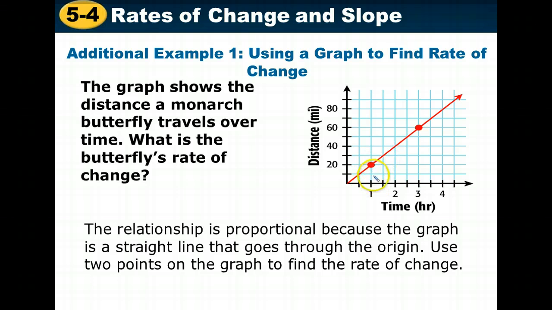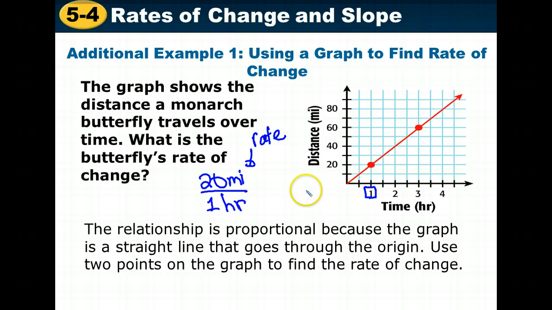So the rate of change here will be going 20 miles for 1 hour. So it's changing by 20 miles every hour. It is going to go up by 20. So here, this one is pretty easy to find because they already give me the distance: 20 miles every hour, for 1 hour. So this right here will be my rate.